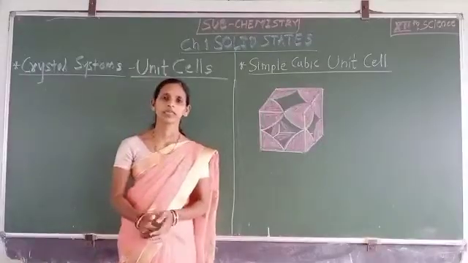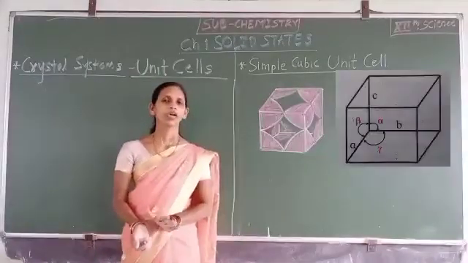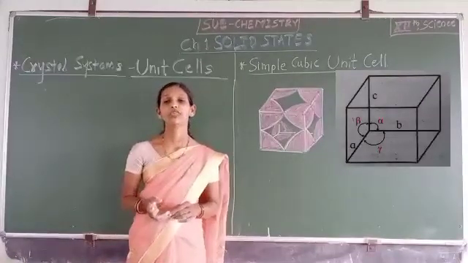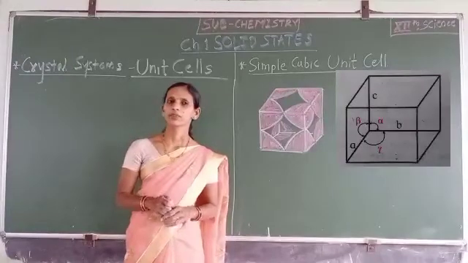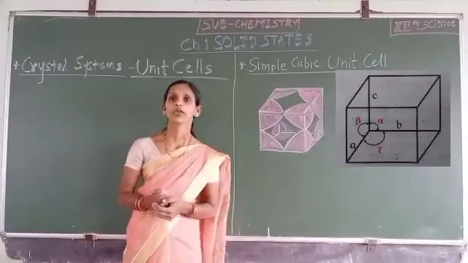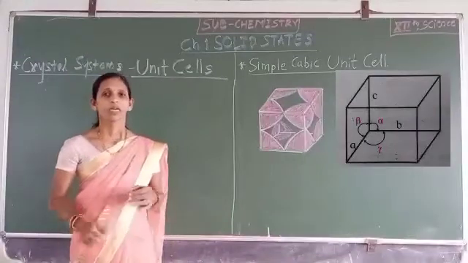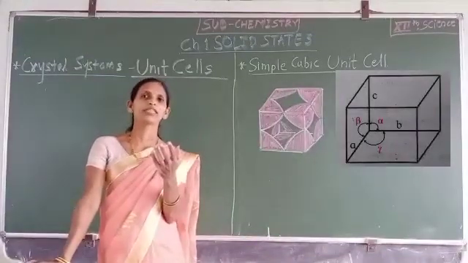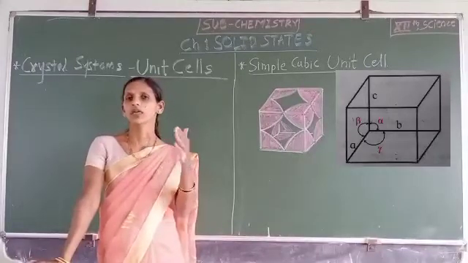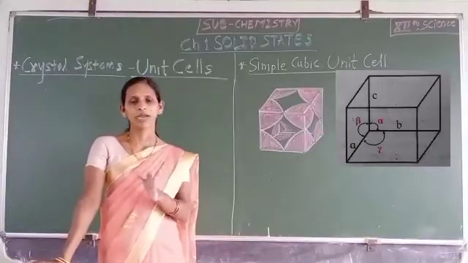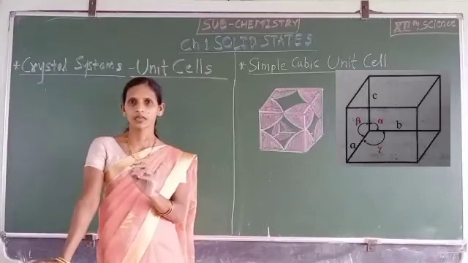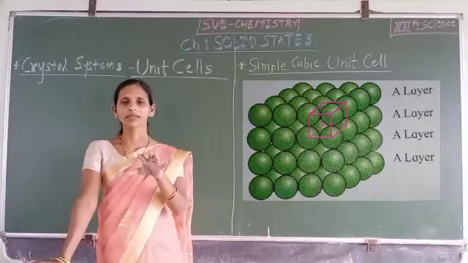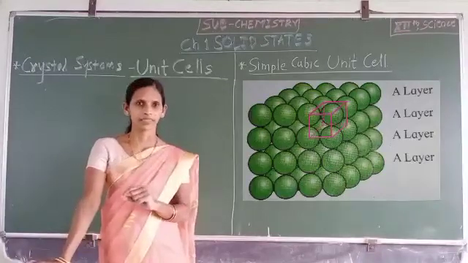Hello students, in the previous lecture we have studied 14 different types of unit cells. Today we are going to study the unit cell in detail. The unit cell is a repeating basic pattern of the crystal or that substance. Lots of unit cells are stacked in the crystal lattice.